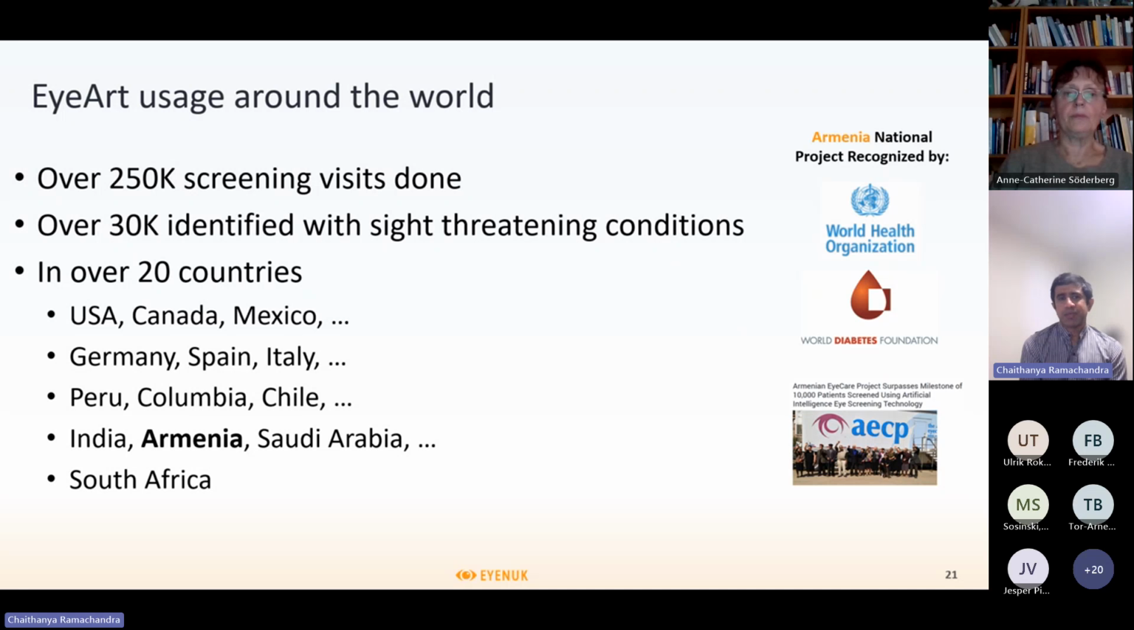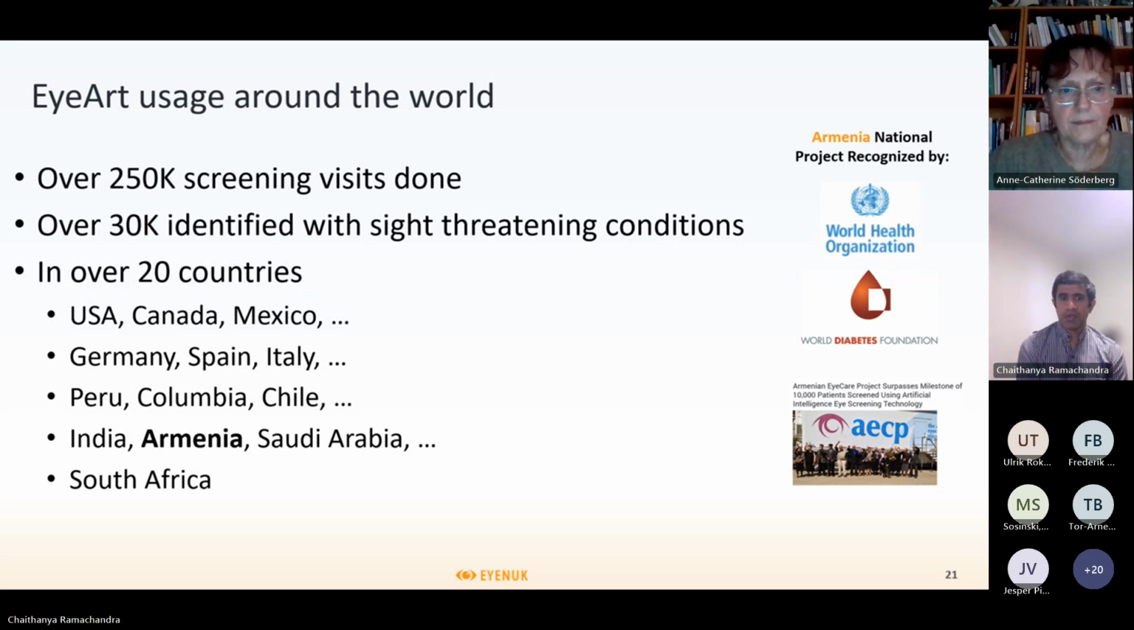Switching gears, let me talk to you about some usage. We have done over 250,000 screening visits to date. This has led to the identification of over 30,000 patients with sight-threatening conditions, and this is over 20 countries and 5 continents. Let me just pick an example of Armenia. We work there with the Armenia Eye Care Project.